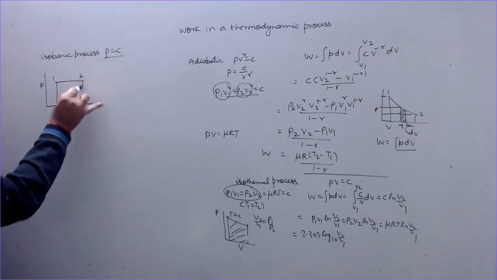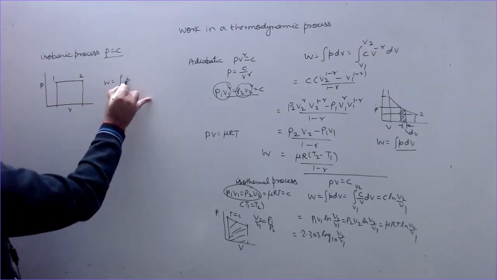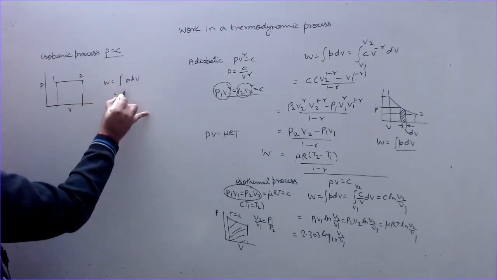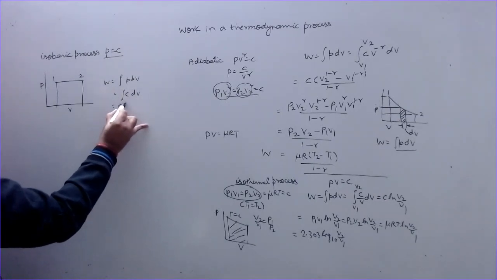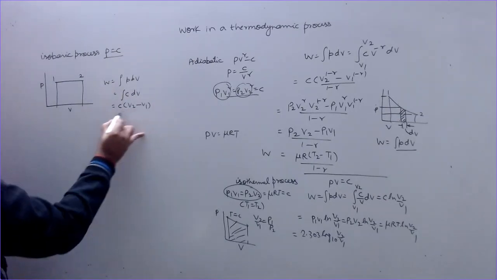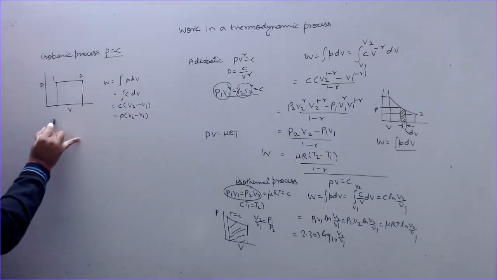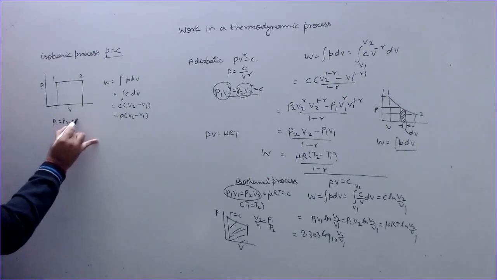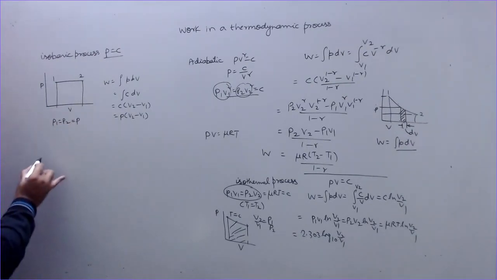So the area under this will be the area of the rectangle. So W is integral P dV, P equal to constant. So C (V2 minus V1) or P (V2 minus V1). Here P1 equal to P2 equal to P. This is work done during isobaric process.